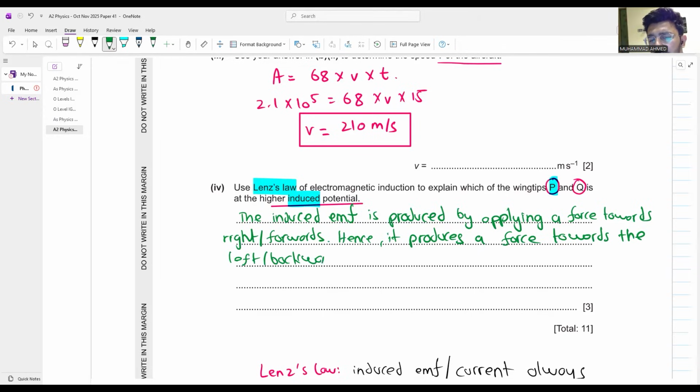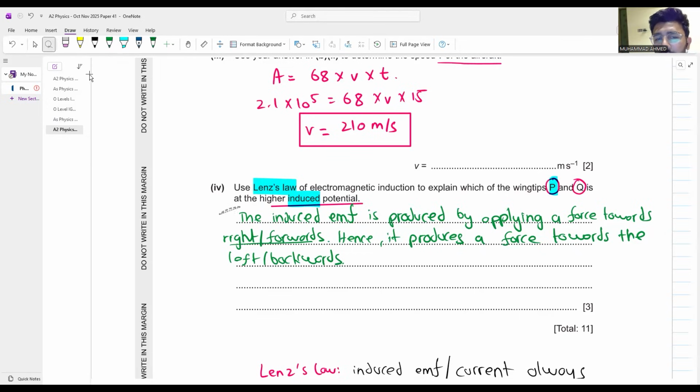Beta, look, why is induced EMF being produced? Because you are applying a force towards the right. Hence once the induced EMF is produced, it will cause a force towards the left. Why is induced EMF produced? Because you are applying a force towards the right. Hence once the induced EMF is produced, it applies a force towards the left or the back side.